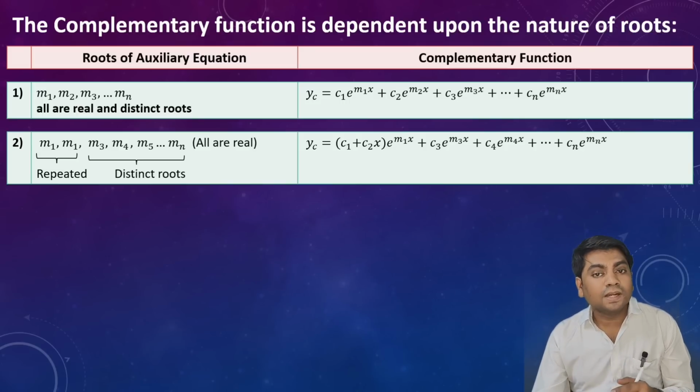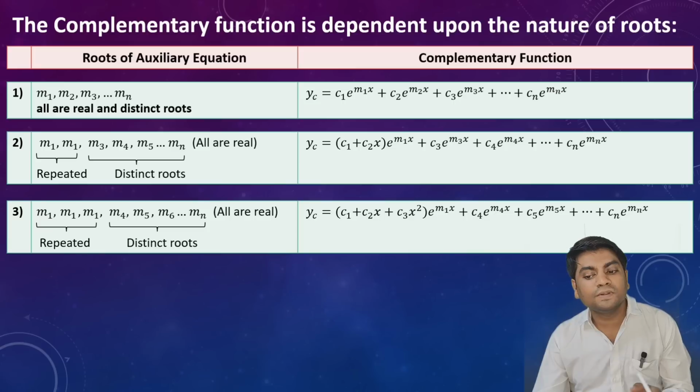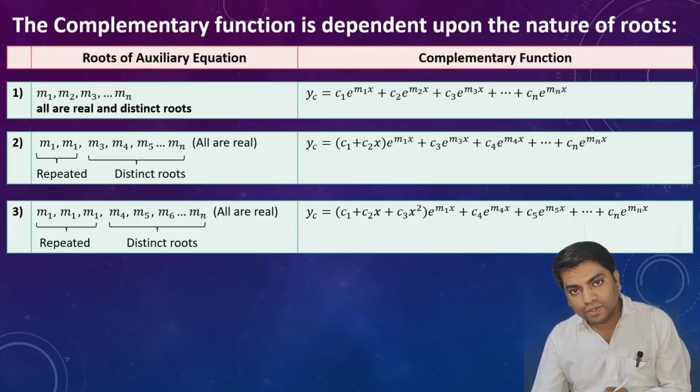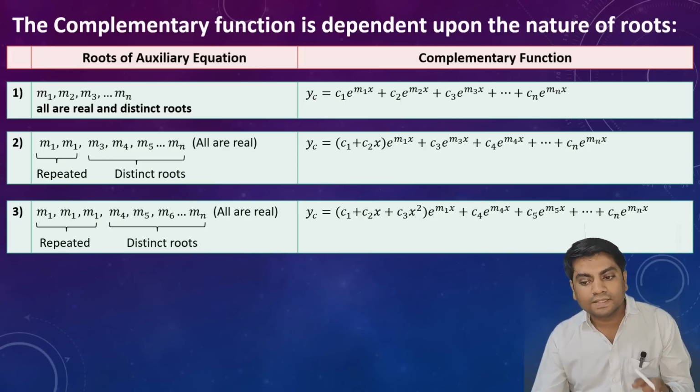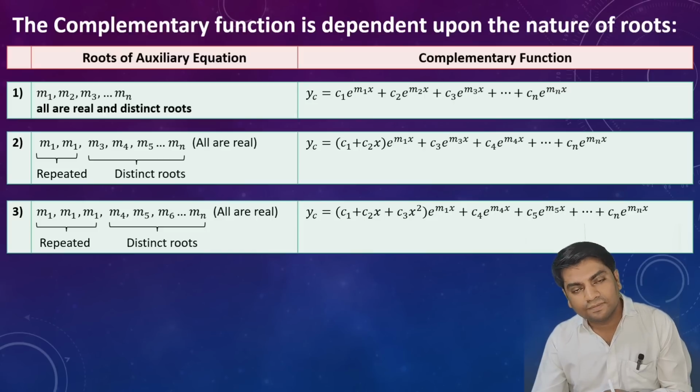ओके, अच्छा, सिमिलरली अगर हमारे पास तीन रूट्स हैं जो रिपीटेड हैं, for example we have the third rule that m1, m1, m1, तीनों रूट्स सेम हैं. नाउ फोर्थ रूट m4, फिफ्थ रूट m5 एंड सो ऑन. सो तीन रूट्स m1 m1 m1 सेम हैं, बाकी सारे डिस्टिंक्ट हैं. सो जो थ्री रूट्स सेम हैं उनके लिए लिखेंगे हम (c1 + c2x + c3x²) e^(m1x). ओके, so I am repeating again, तीन रूट्स हैं m1 m1 m1, तो फर्स्ट रूट के लिए c1, सेकेंड रूट के लिए c2x और थर्ड रूट के लिए c3x². ब्रैकेट क्लोज, e^(m1x) + अब डिस्टिंक्ट रूट्स m4, m5, m6 एंड सो ऑन, उसके लिए लिखेंगे हम c4 e^(m4x) + c5 e^(m5x) and so on.